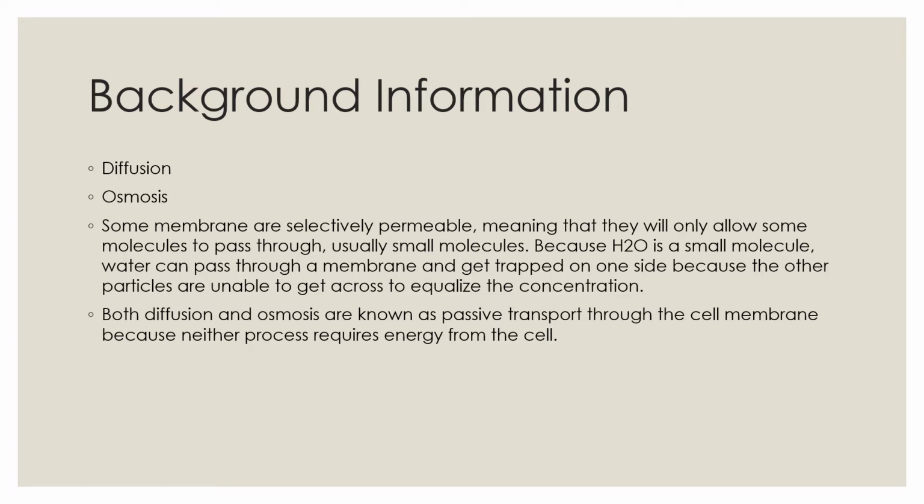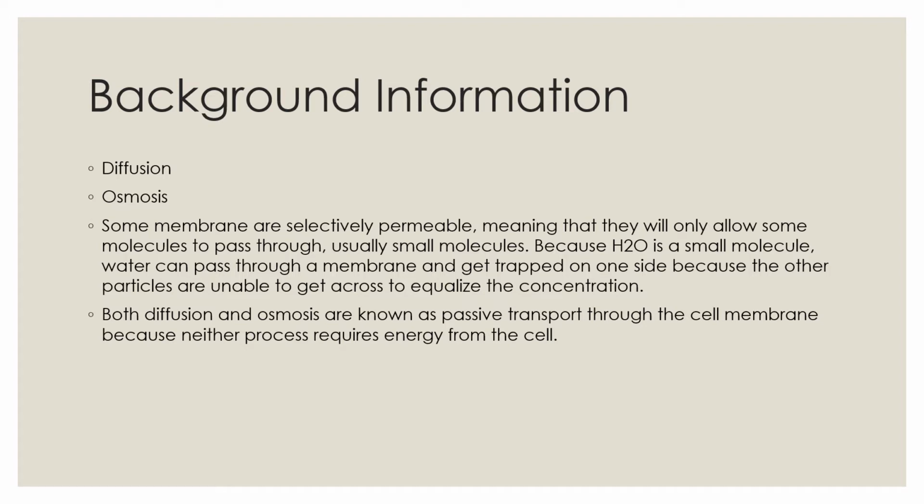So, what is diffusion? Diffusion is the natural movement of a substance from an area of higher concentration to an area of lower concentration. And how about osmosis? Osmosis is the diffusion of water through a membrane. Some membranes are selectively permeable, meaning that they will only allow some molecules to pass through, usually small molecules. Because H2O is a small molecule, water can pass through a membrane and get trapped on one side because the other particles are unable to get across to equalize the concentration.